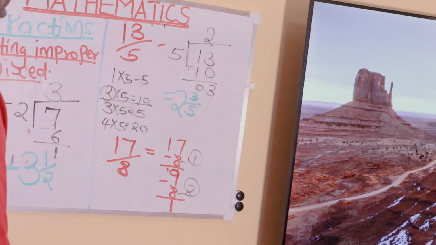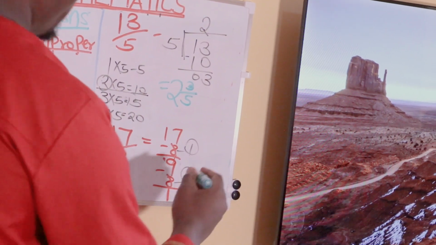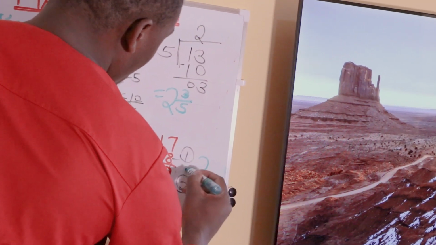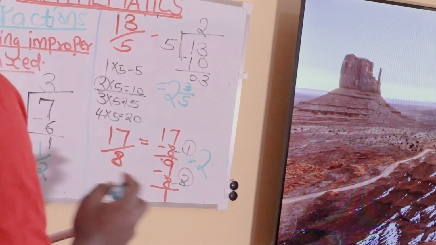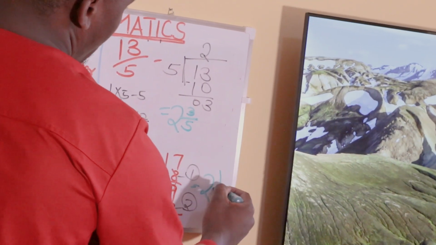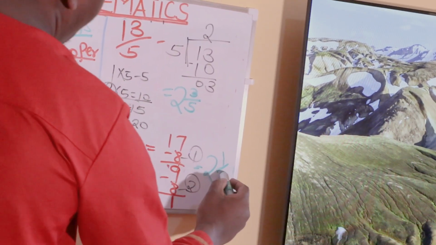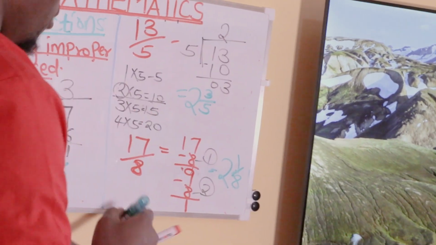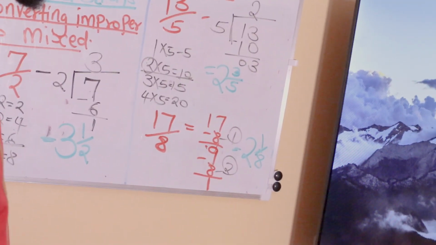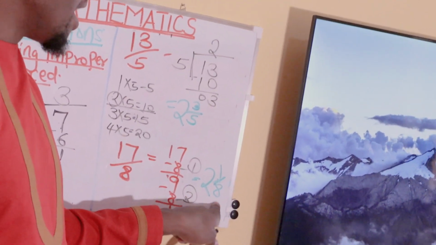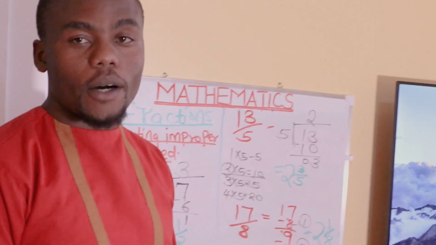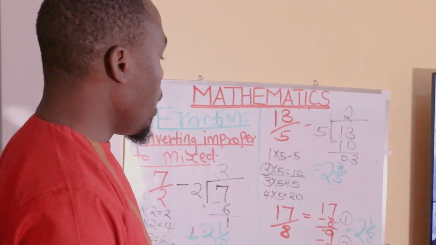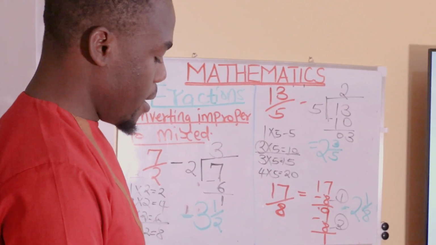So the number of subtractions that we've done becomes the whole number. So it will be 2. And what was our remainder after subtracting? 1. And our denominator remains the same, which is 8. So our new mixed fraction will be 2 and an eighth. That is how to convert from improper to mixed.